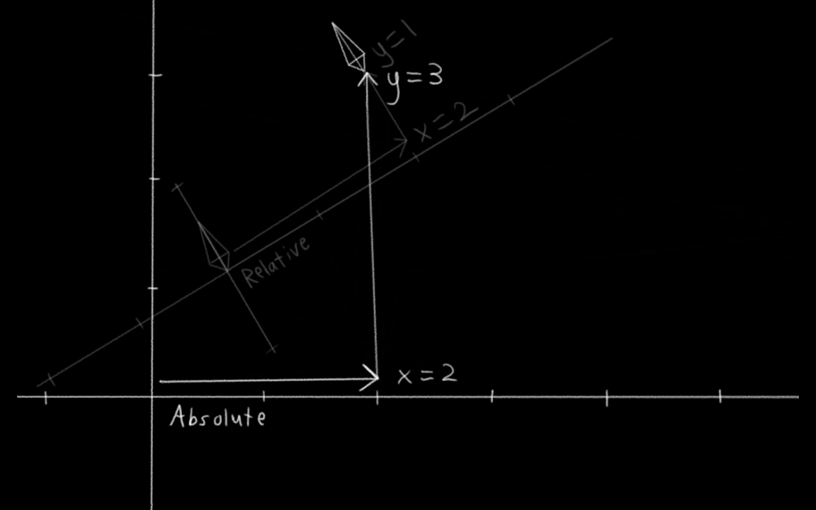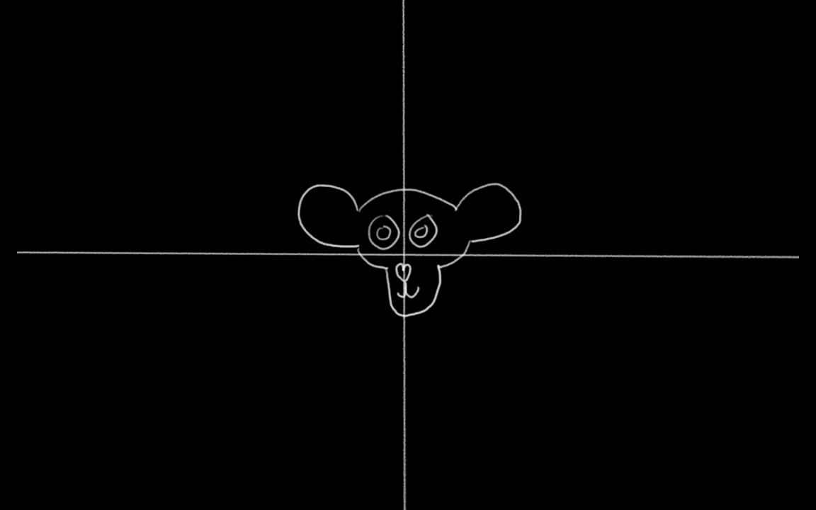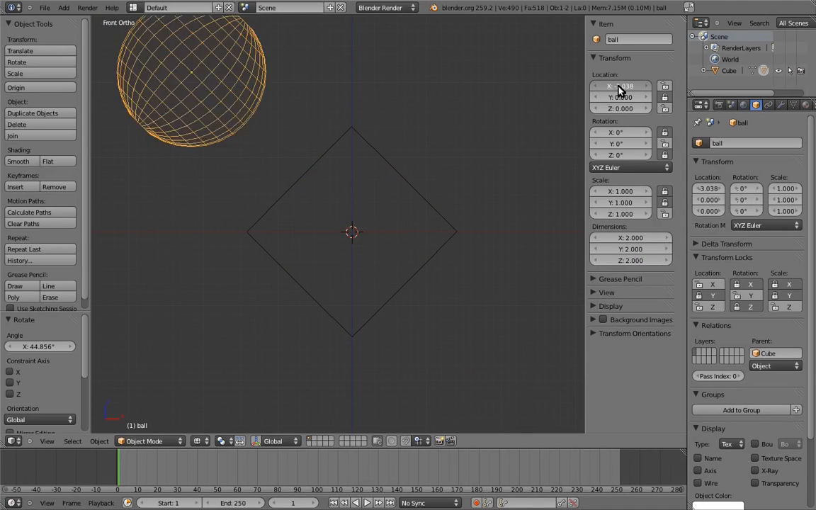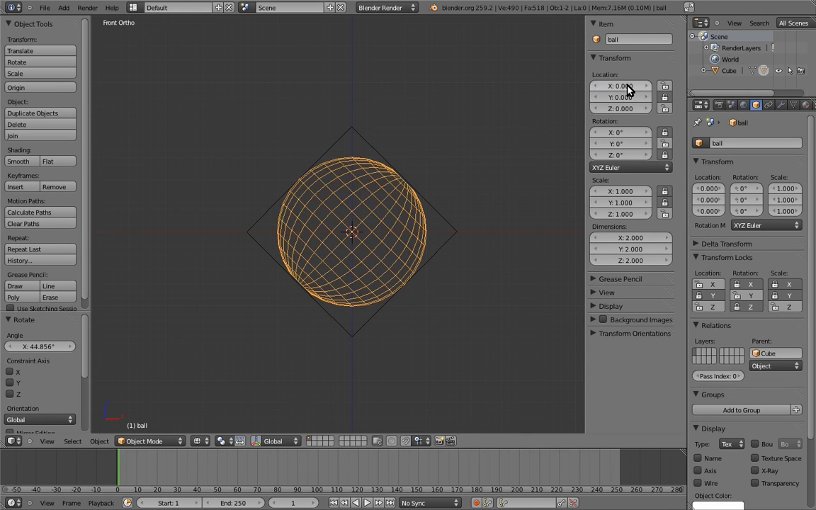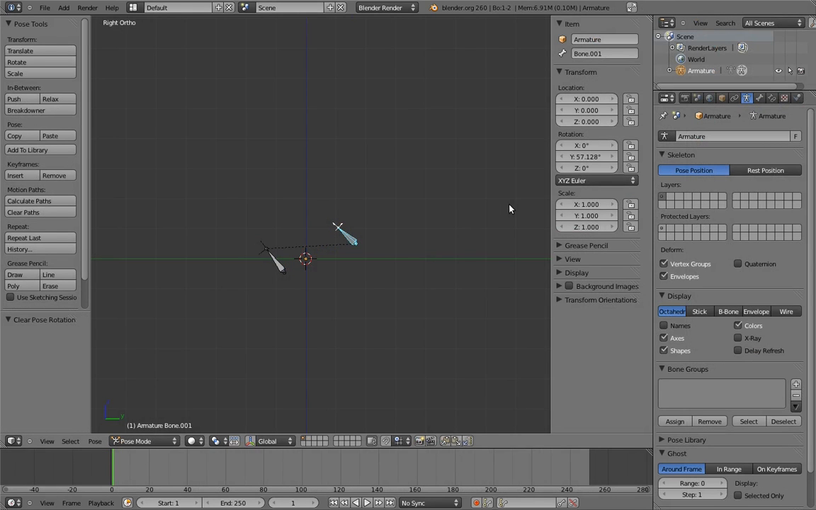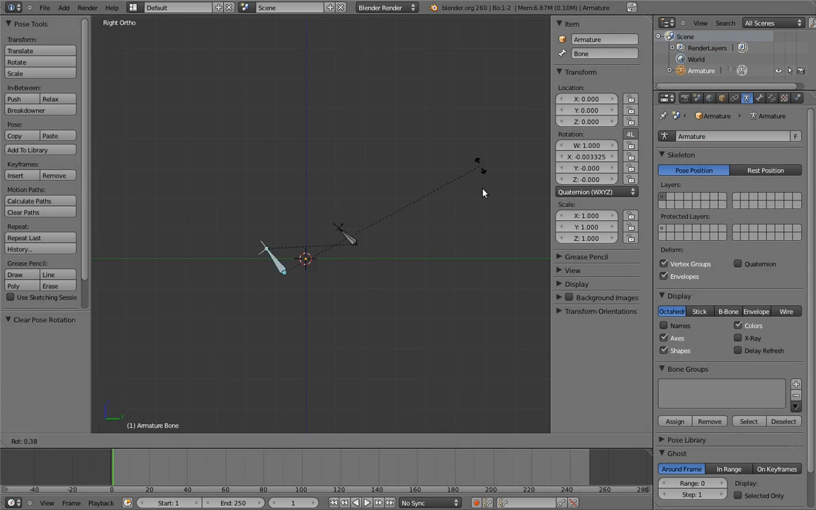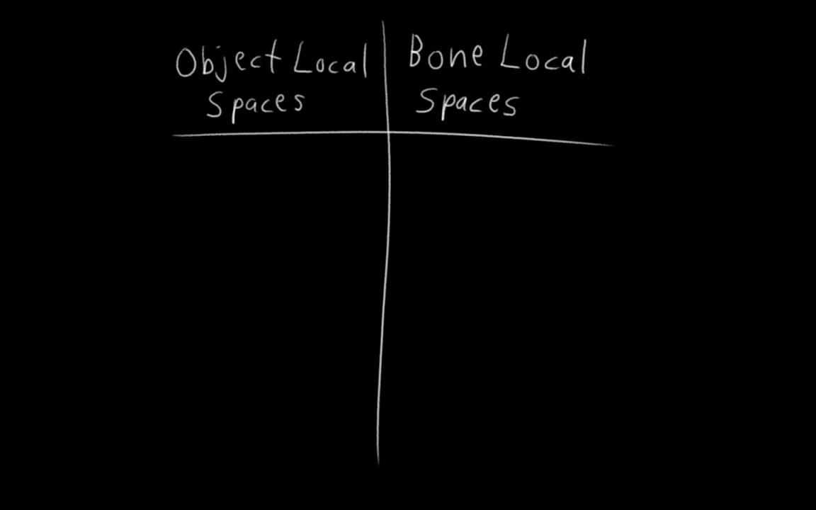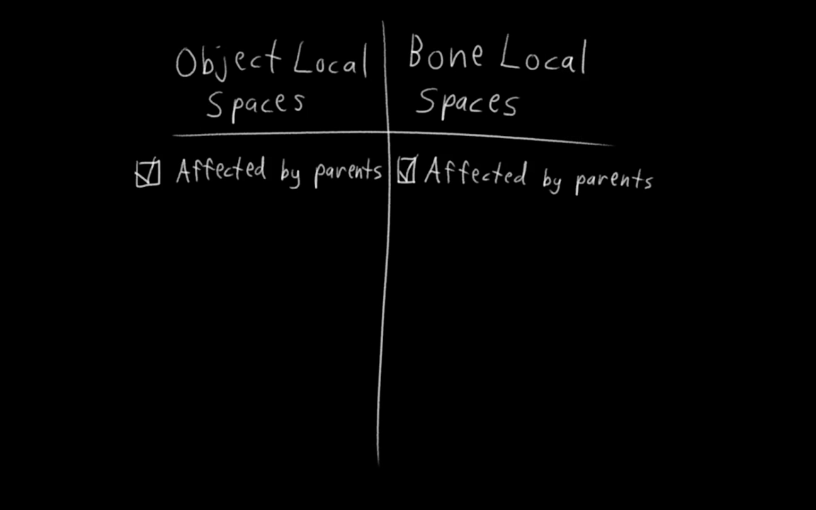But bones are not the only things that can have local spaces. They're just the only thing whose local space we can set directly. By default, an object's local space corresponds exactly to world space. But that can be changed if, for example, you give it a parent. In fact, we exploited that in the bouncy ball rig. Remember that when the parent was rotated, the translation axes of the ball changed with it. We were indirectly changing the local space of the ball via a parent. And that happens with bones as well. If we rotate the parent of this bone, then its local space rotates too. So the local space of both objects and bones is affected by their parents, but only the local space of bones can be directly set by us.